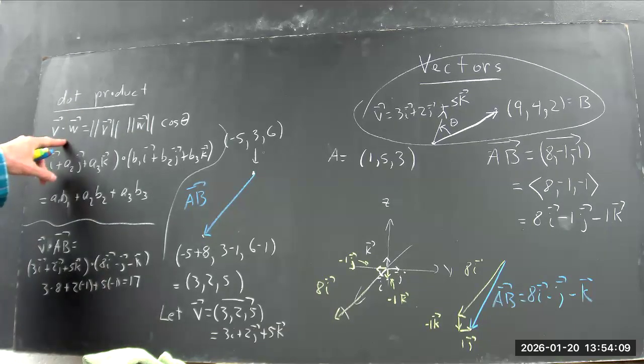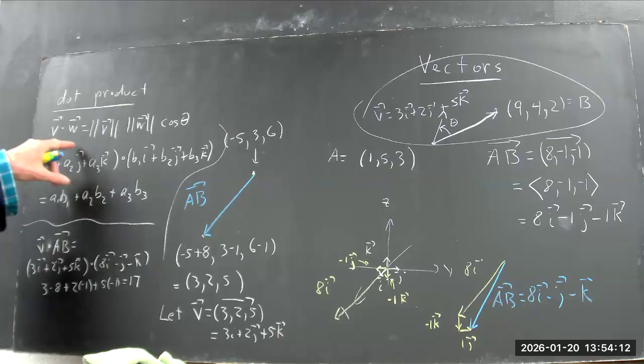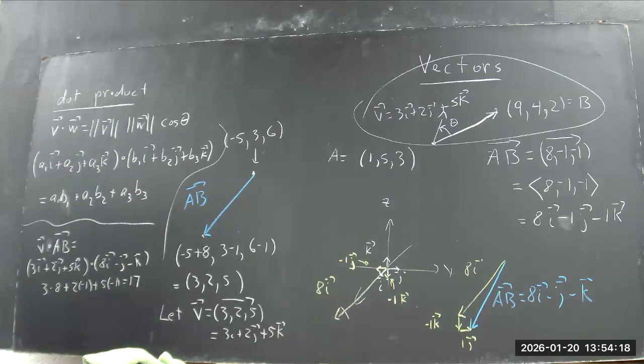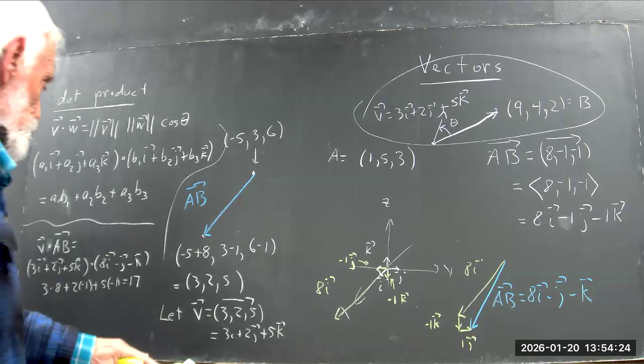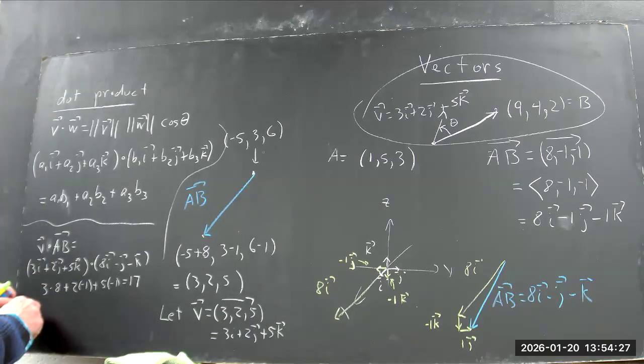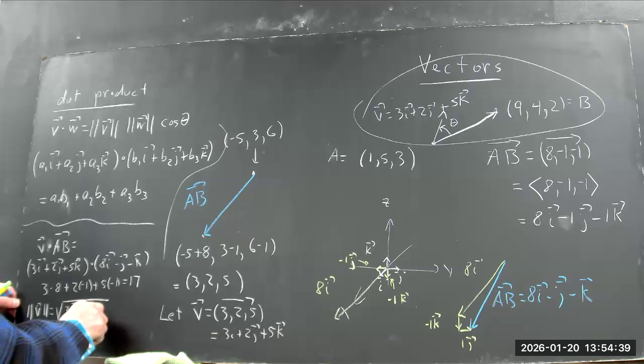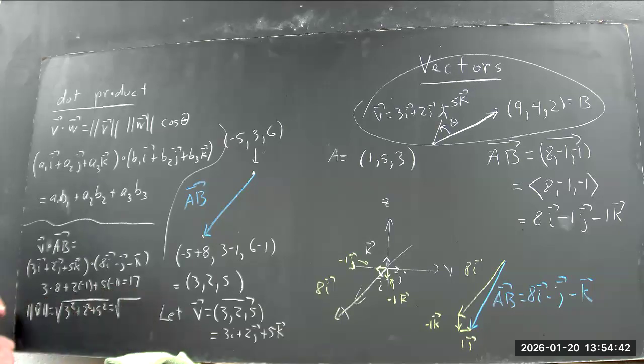Well, now we know what the dot product is. This is the magnitude of V, magnitude of W. Think of that as the length and use the Pythagorean theorem for the components. The components are 3, 2, and 5.